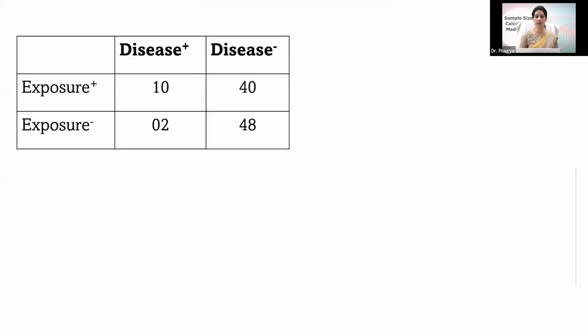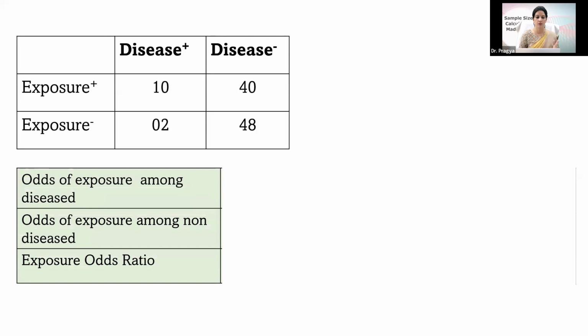So now what will happen? Now they see this thing. There is a presence of disease and there is an absence of disease, and you can see the exposure and outcome. In this case, this is a 2 by 2 table and you can see the distribution: 10, 40, 2 and 48. Now you have to answer these questions. First is odds of exposure among disease. What is the odds of exposure among disease?